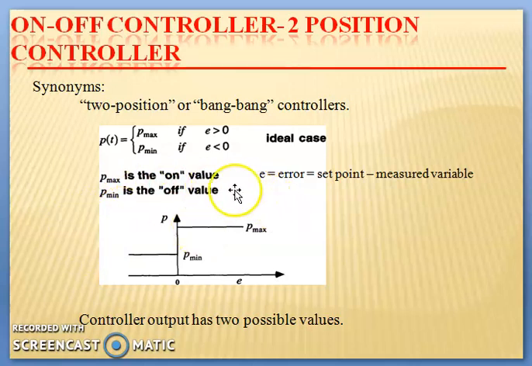And how do we calculate error? The error is calculated as the difference between the set point and the measured variable. It is shown on this graph. So this is the P minimum value for error less than 0, on the left hand side of the y-axis, and P maximum for error greater than 0. So this is the graph of P versus E.